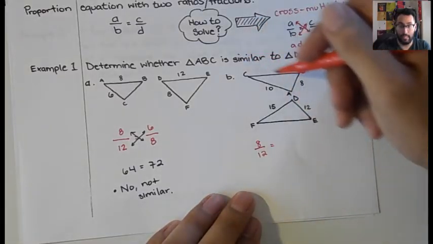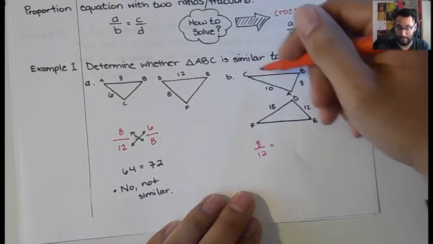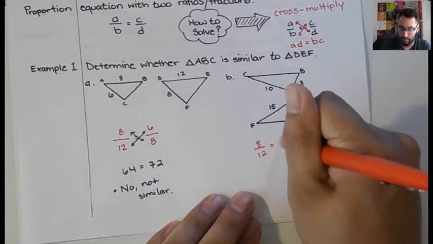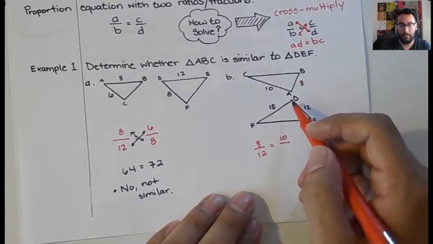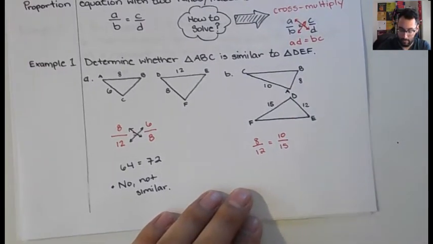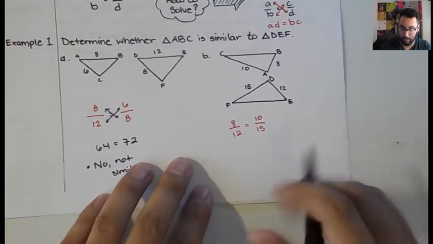All right, remember, start with whichever one we started with. So that is this first one. We're going to go to AC. That is 10 units long. It looks like that corresponds with DF, which is 15 units long. Okay, so it looks like there are some bigger numbers here, so let's just be careful with this.